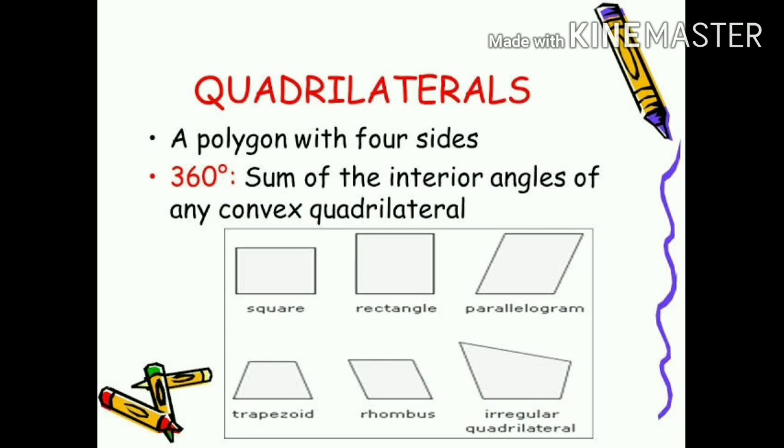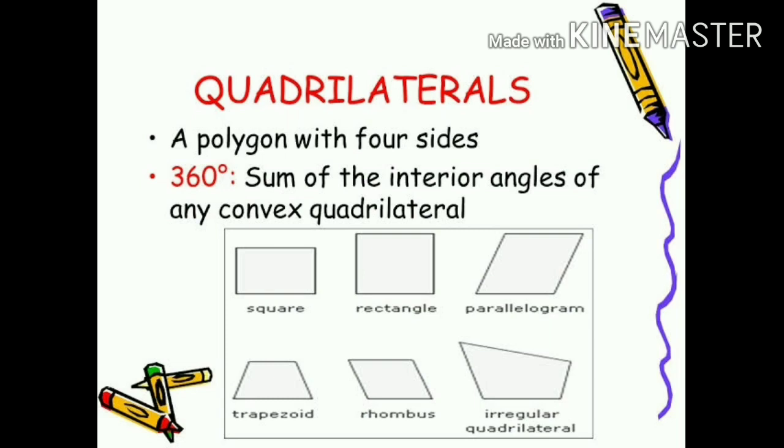Next, we have a four-sided polygon which is called a quadrilateral. A polygon which is enclosed by four sides at their end vertices is called a quadrilateral. Remember the property of a quadrilateral: the sum of four interior angles in a quadrilateral will always be 360 degrees.